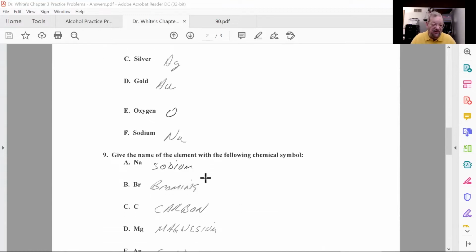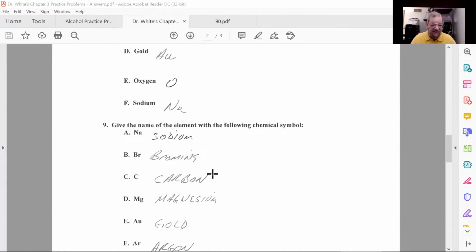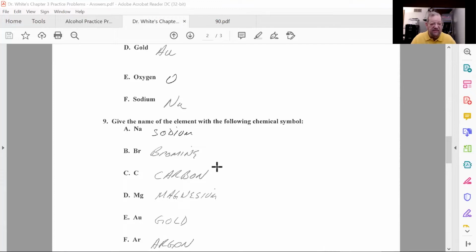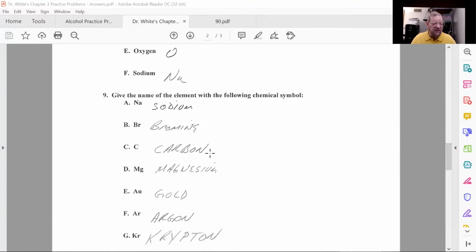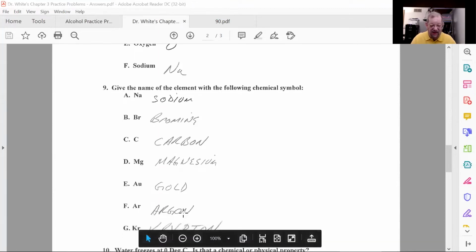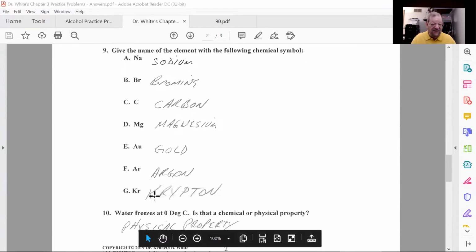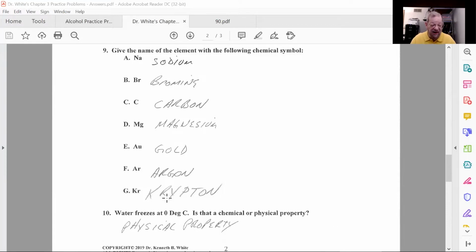If I ask, 1 or 2 points, give the name of an element with the following symbol, Na, sodium, Br, bromine, my favorite again, carbon as C, yeah, I planned that, and Mg, magnesium, gold, argon. And remember, unless I was kidnapped to another universe, in our universe, in our world, Krypton is not a green solid that kills Superman, but a colorless gas.